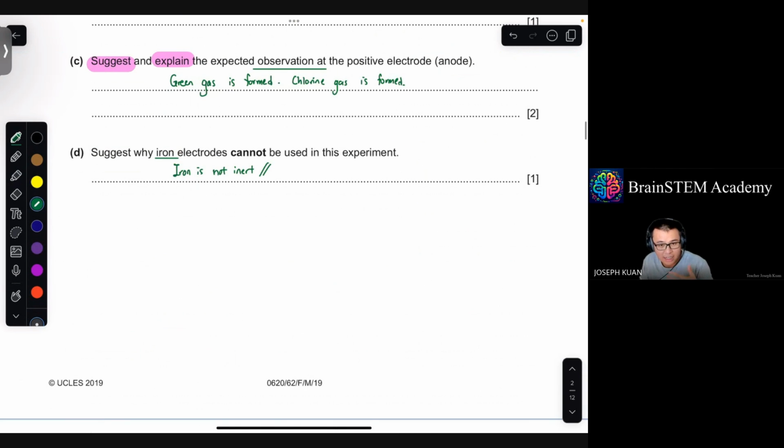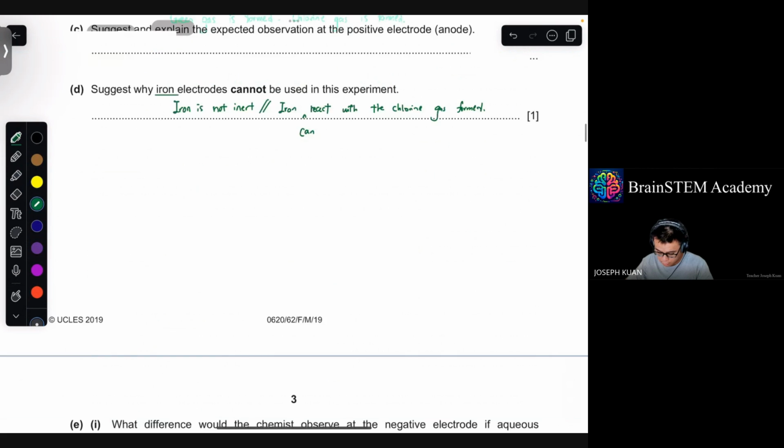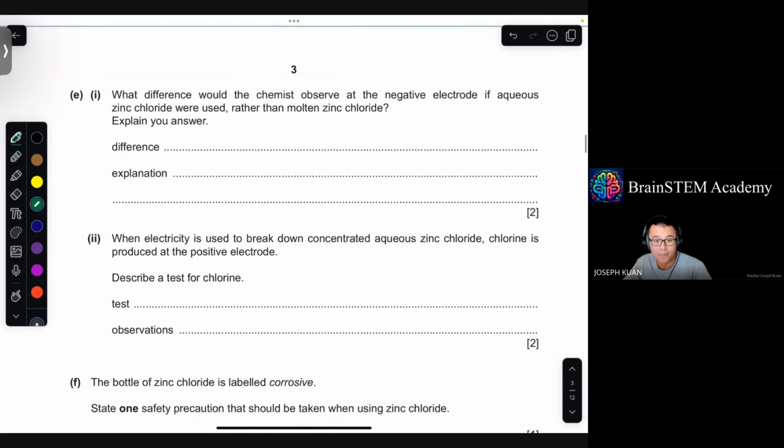So actually iron can react with the chlorine gas. So essentially you may also say that iron can react with the chlorine gas formed. All right, so that's the answer for D. Okay, moving on to E1.